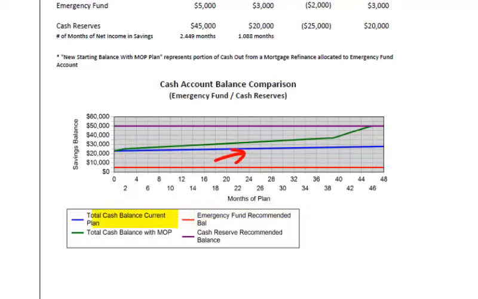I show them that the blue line represents their current path, if they were to keep doing what they're doing right now, and the green line shows the path of the Money Organizer plan. In this case, I would then point out that their current path isn't adding enough to their overall cash reserves, but that the Money Organizer plan will have their cash reserves level reached in about 4 years.